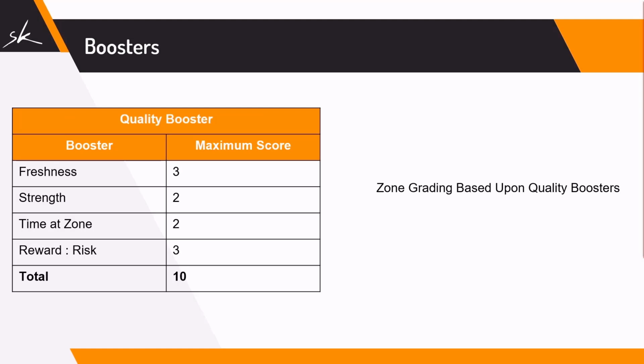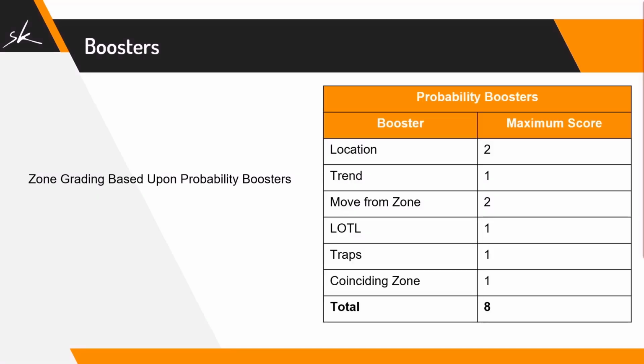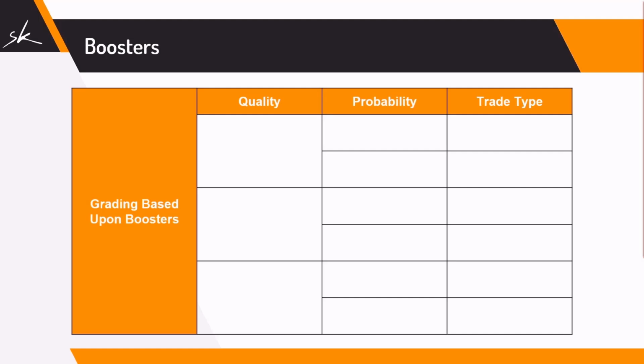If the quality score of a zone is less than 7, it is a low quality zone. If the quality score of a zone is greater than or equal to 7, it is a medium quality zone. If the quality score of a zone is greater than or equal to 9, it is a high quality zone. If the probability score of a zone is less than 4, it is a low probability zone. If the probability score of a zone is greater than or equal to 4, it is a high probability zone. Trades will be planned as per their grading based on booster scoring.